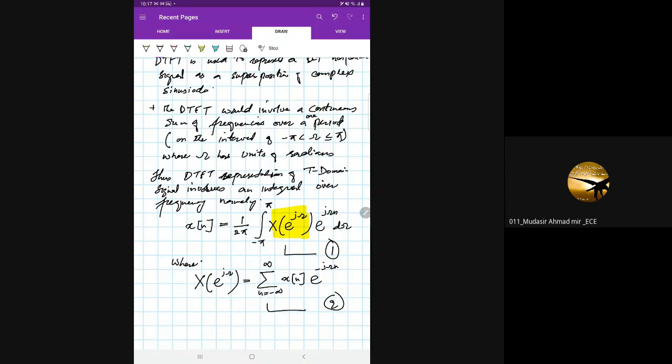That is, the first equation represents the signal in time domain analysis. The second equation, that is equation 2, is in terms of j omega, in terms of complex sinusoids. So the signal here is represented in frequency domain. So first is the time domain equation, the second is the frequency domain equation. First is known as Fourier transform equation, the second is known as inverse Fourier transform equation.